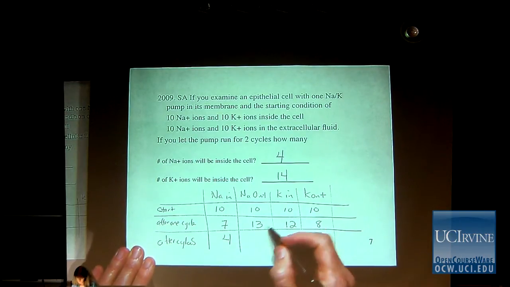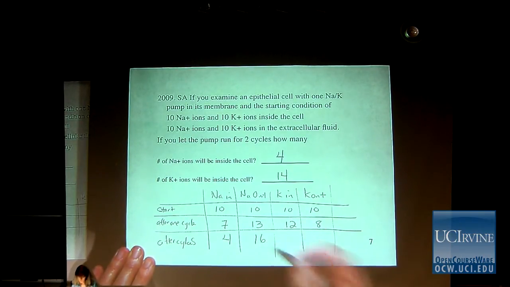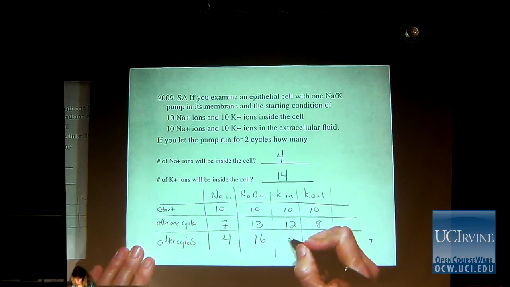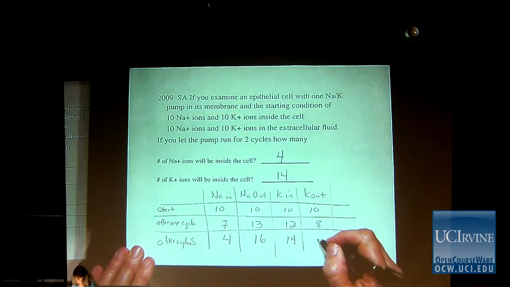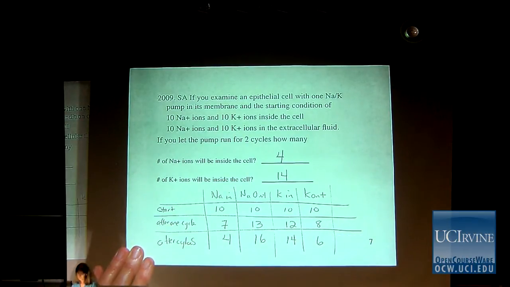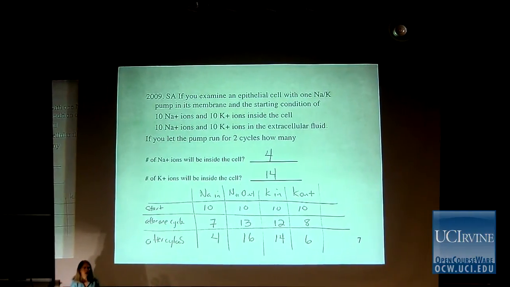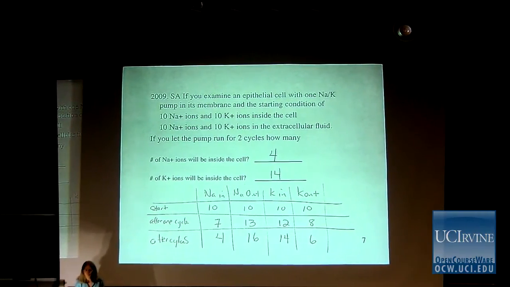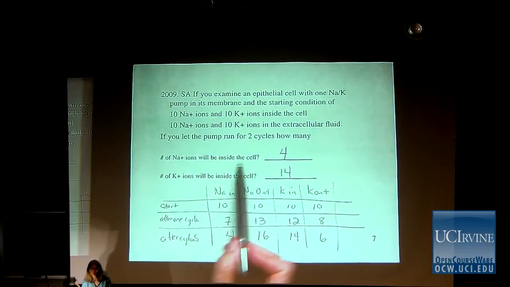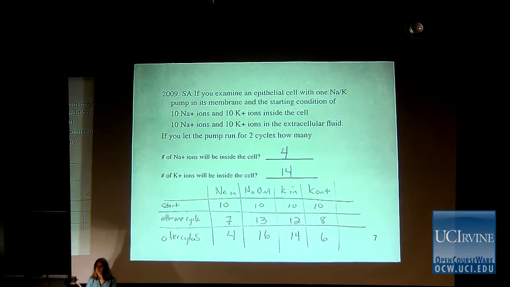4. Okay. Adding 3 each time, 16. Adding 2 each time, 14. Taking 2 out each time, 6. Okay, so by doing a chart like this, you could answer any permutation of the questions I would ask. And I don't always ask what's inside the cell. I do what's outside the cell.